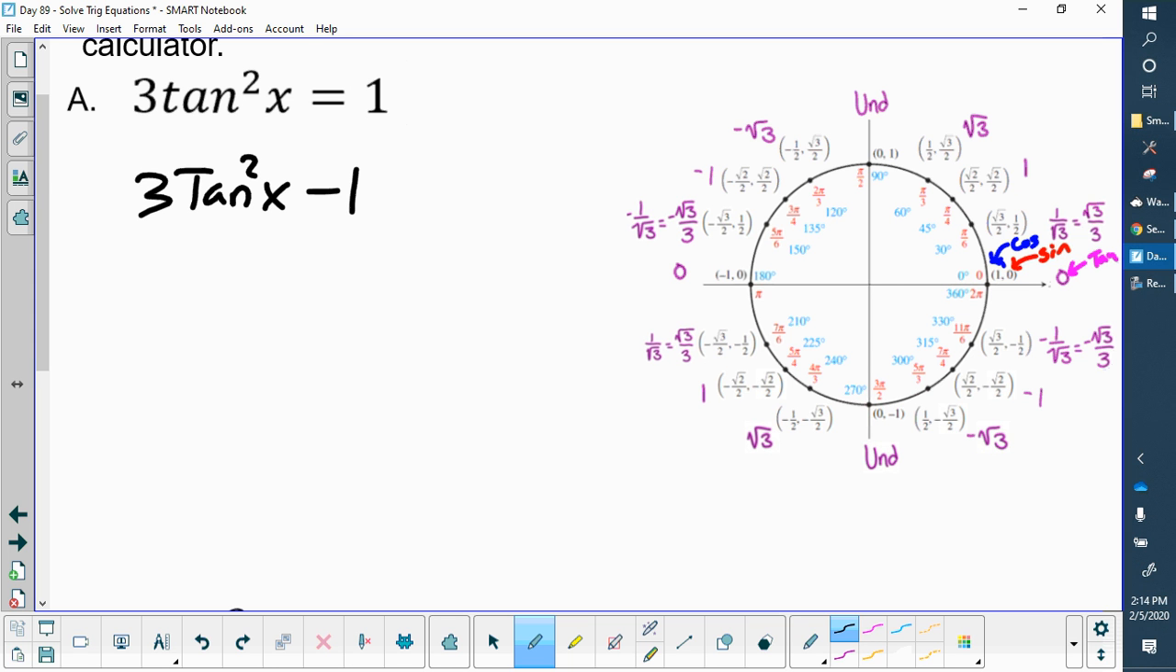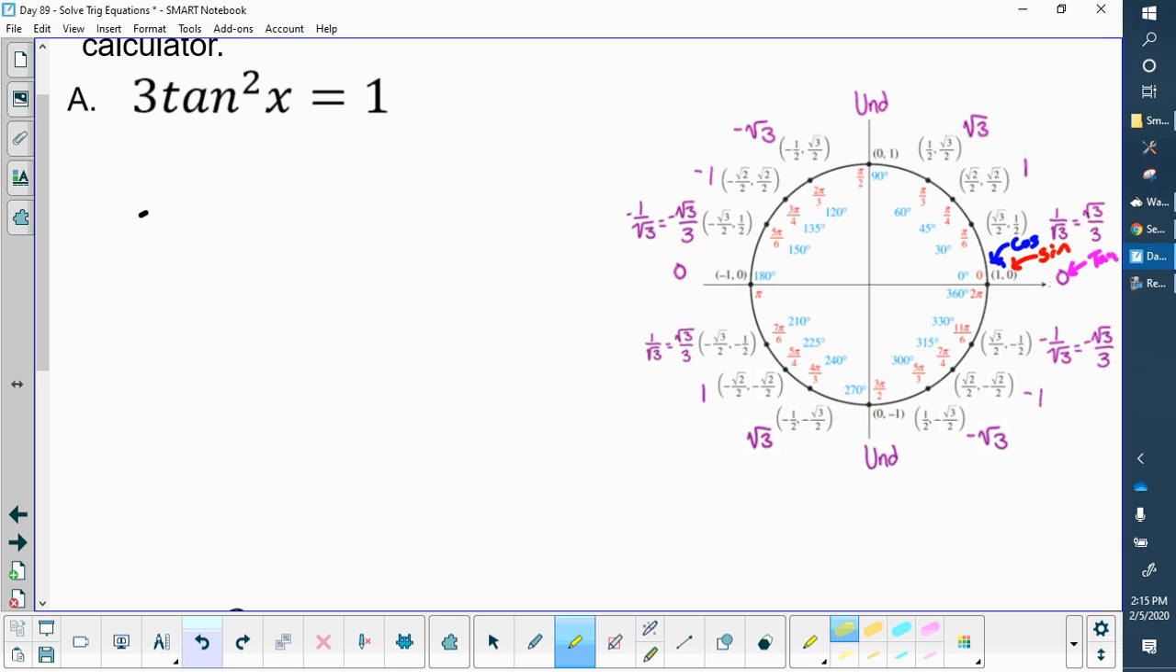I could do this, right? But does that factor? No. What messes it up? It looks like the difference of 2 squares, but what's messing it up? That 3. There's no way I would have something that looks identical. So if I had a problem that started like this, I would just go back to where I originally began. My goal is to get this tangent all by itself.